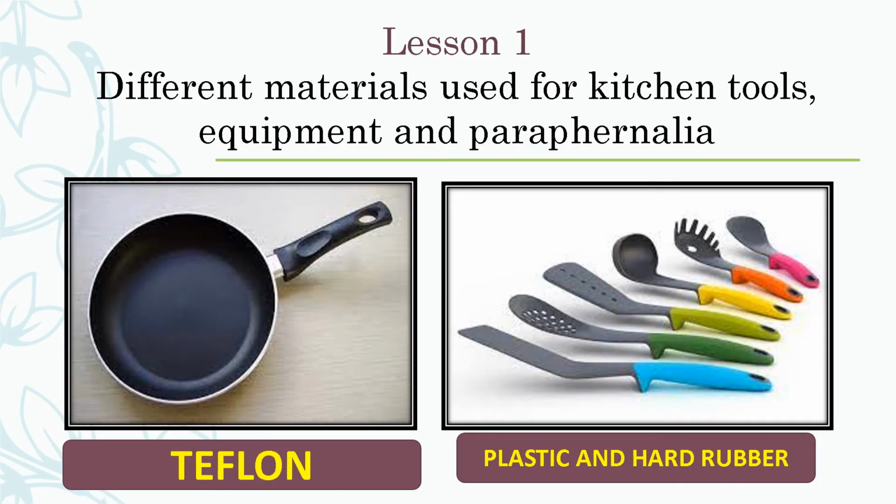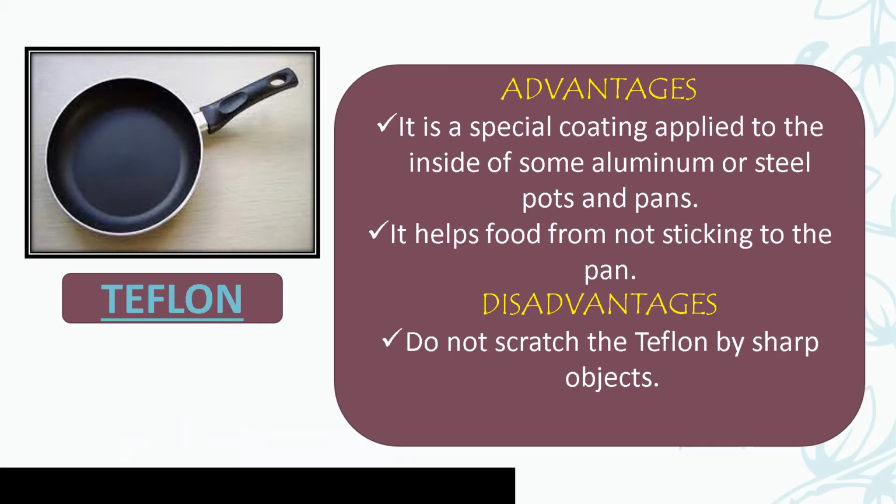So, we also have here the Teflon and the plastic and hard rubber. When you say Teflon, it is actually the coating. Yan yung nasa loob niyang kawaling yan, yung black na yan, na parang shiny siya. Ang tawag dyan ay Teflon. So, it helps food from not sticking to the pan. Ibig sabihin, hindi dumidikit yung mga piniprito nyo dyan or kung ano man ang lulutuin natin. But, the disadvantage of this, kapag na-scratch mo siya, yung Teflon by sharp objects, yung Teflon ay pwedeng sumama dun sa inyong mga niluluto. So, yun po yung Teflon.